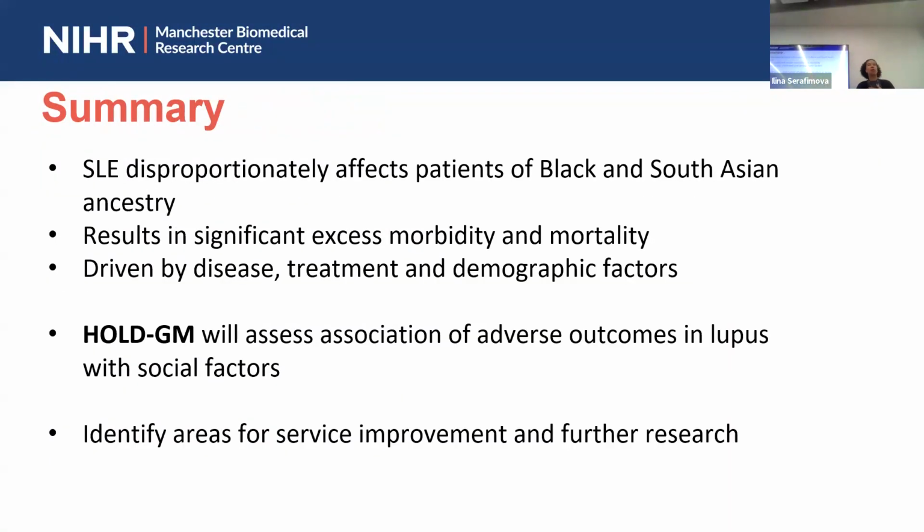As I've mentioned, lupus is a disease which disproportionately affects those of Black and South Asian ancestry, and it results in significant excess morbidity and mortality, and that's driven by the disease, the treatment, as well as demographic factors. The Whole GM study aims to assess this association of social factors with adverse outcomes in this population. And obviously this will identify areas for service development as well as areas for future research.